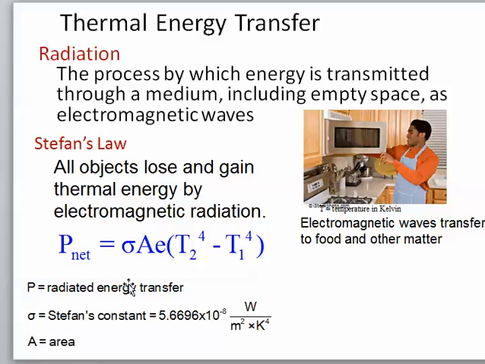And then here's our equation down here. P is, again, the radiated energy or the power. Stefan's constant. A is the area. And then the T's are going to be the temperatures. Notice this to the fourth.